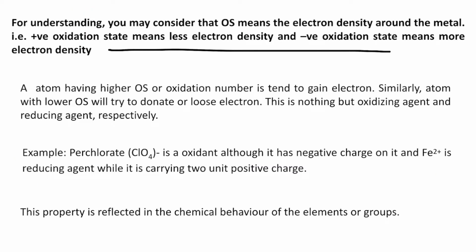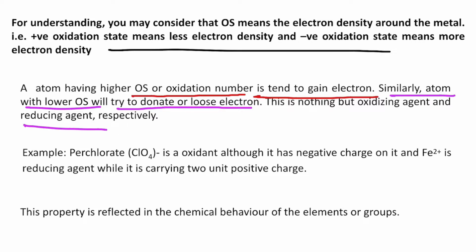Based on this statement, we can conclude that an atom having a higher oxidation state or oxidation number has a tendency to gain electrons, because its electron density is less around the metal. If electron density is less, its tendency to gain electron density will be more, so it will act as an oxidizing agent. An oxidizing agent oxidizes others, but itself gets reduced. Similarly, an atom with a lower oxidation state will try to donate or lose electrons because it is already in excess of electrons. That's why they are considered reducing agents.